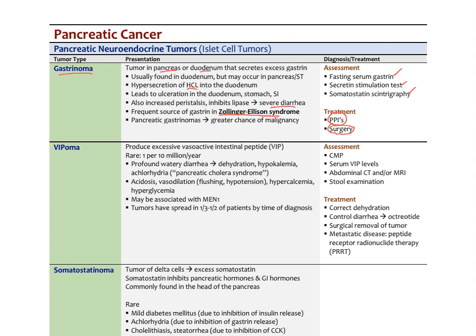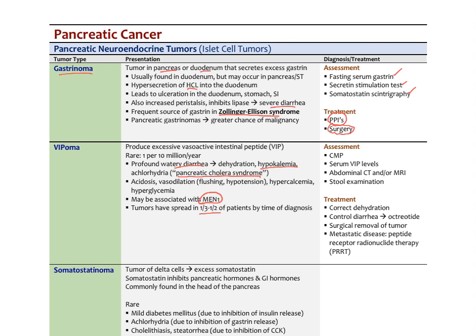A VIPoma is excessive vasoactive intestinal peptide, very rare, 1 per 10 million a year, but this has profound watery diarrhea with hypokalemia. We call that pancreatic cholera syndrome. That can result in acidosis, vasodilation, hypercalcemia, hyperglycemia. This one also could be associated with multiple endocrine neoplasia type 1. And usually by the time these symptoms appear, the tumors have already spread in over half of patients.